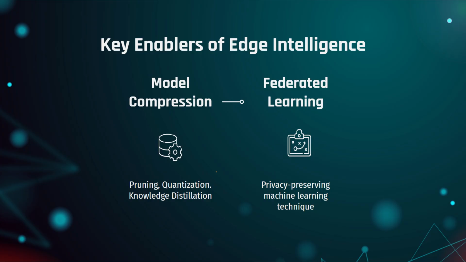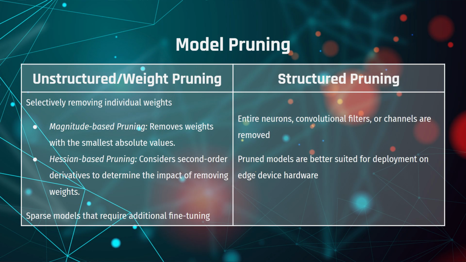The key enablers of edge intelligence are model compression and federated learning techniques, which help to bring machine learning models to edge devices in the first place. The model compression techniques covered today include model pruning, quantization, and knowledge distillation. There are two types of model pruning.